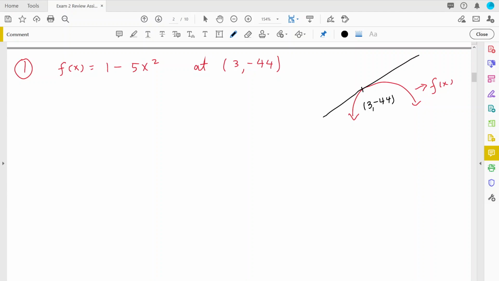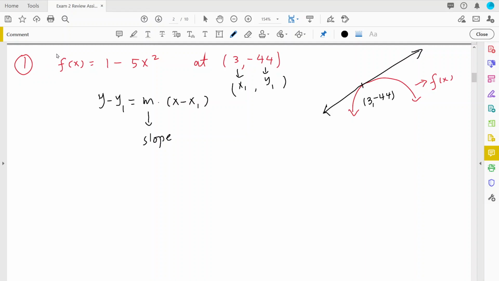Okay, for finding the equation of a line, you always have to find the slope, and this is the equation we are going to use for the equation of a line. y minus y1 equal m times x minus x1. So here this point can be taken as x1, y1. The thing we need to find out, which is not given here, is the slope of this line. So the slope means derivative. If you know how to find the derivative of this function, you can just find the derivative at x equal to 3. That will give you the slope.